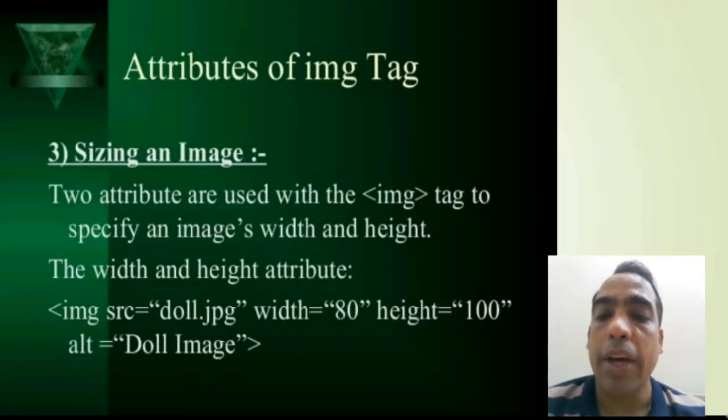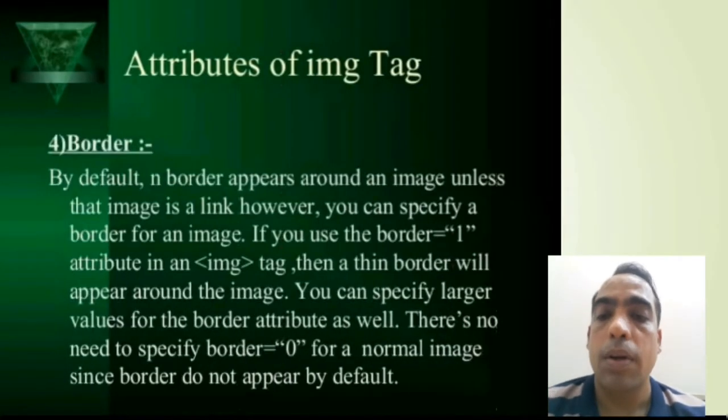Now the third attribute of the img tag is size. With the help of this attribute, we can give the size of the image, like the width of the image and the height of the image. Now the next attribute is border. With the help of this attribute, we can give a border to inserted images.